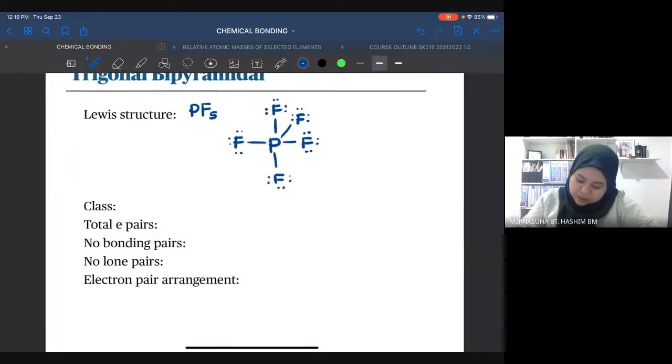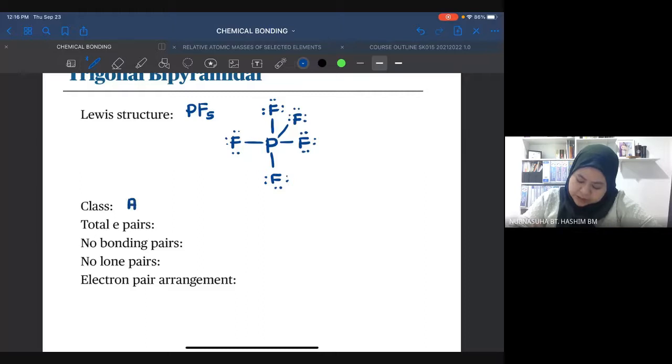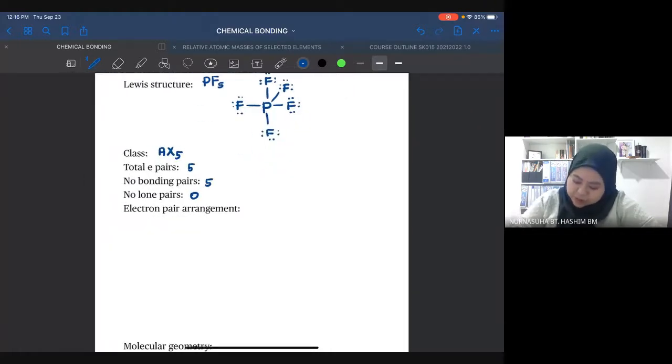So the class of the compound is A. Okay, surrounding atom dia ada 5, so AX5. So total electron pair kiralah 1, 2, 3, 4, 5. So tidak ada lone pair. So bonding pair ada 5, lone pair tak ada. So kalau AX5, so sepatutnya shape dia adalah trigonal planar. Trigonal bipyramidal.